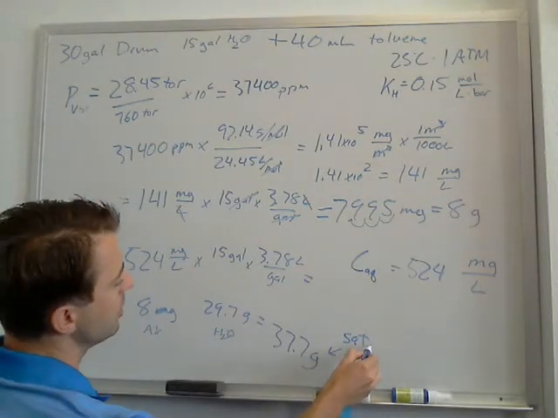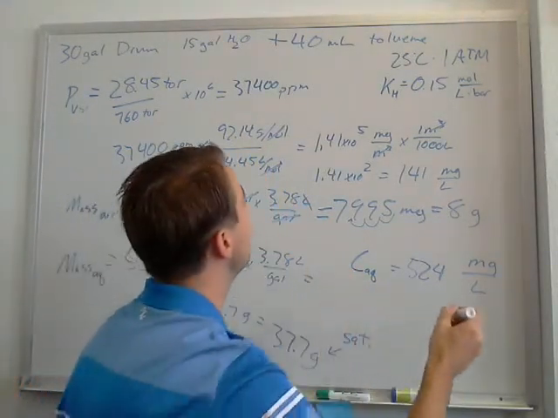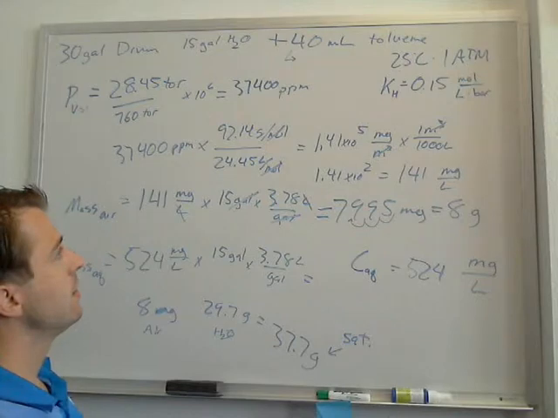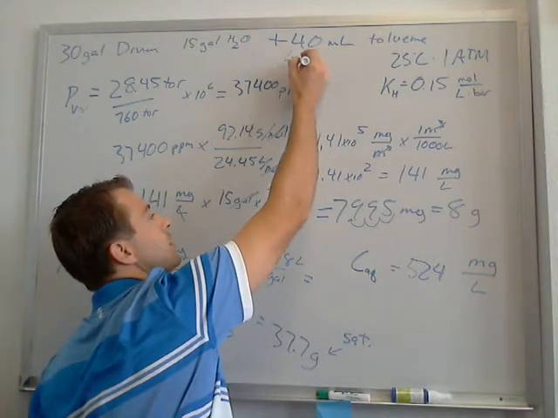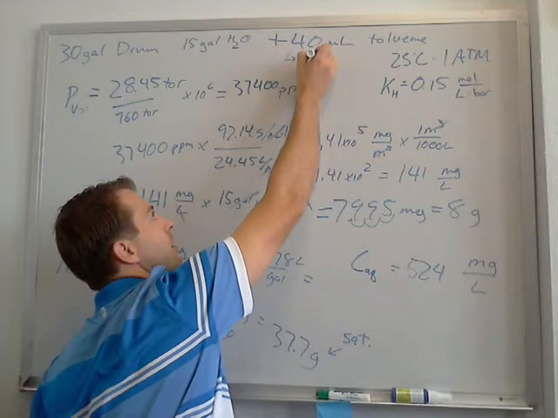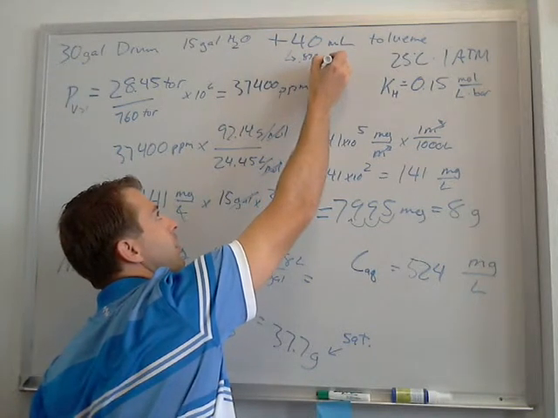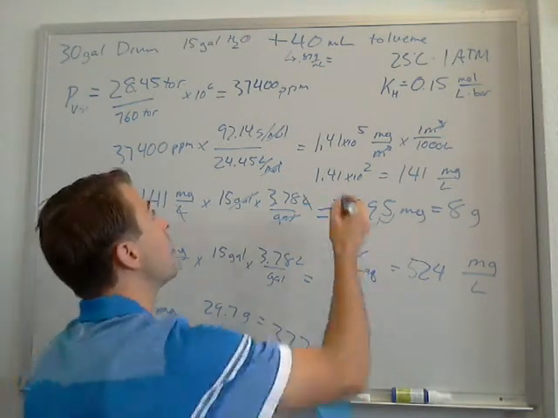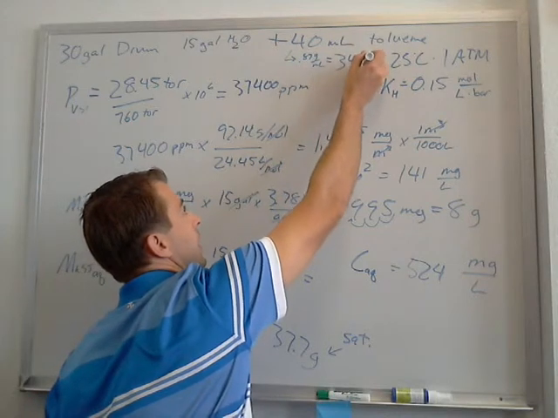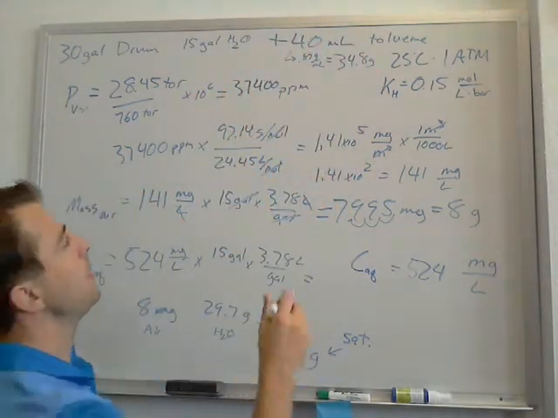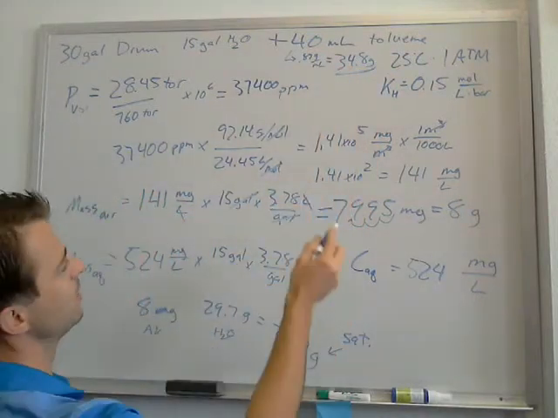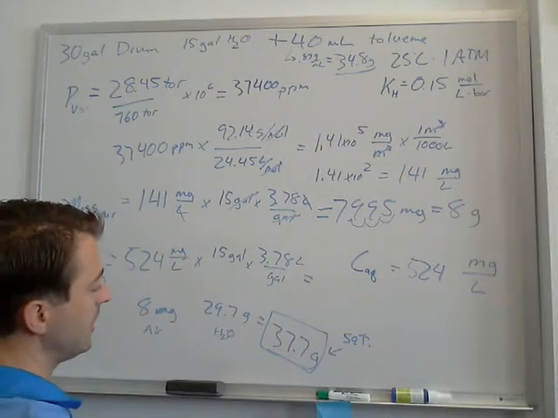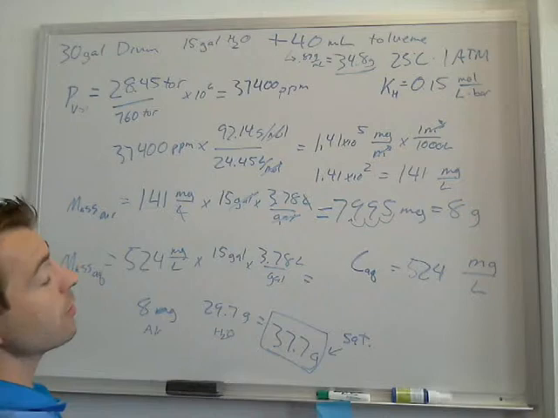But how much did we input? We input 40 mils, and if the density of toluene is 0.87, then we have 40 mils times 0.87 grams per mil, which equals 34.8 grams. So we have 34.8 grams of toluene added to the system, but if it's at equilibrium, it would be 37.7 grams. So that is no bueno, and that tells us we are not at saturation.